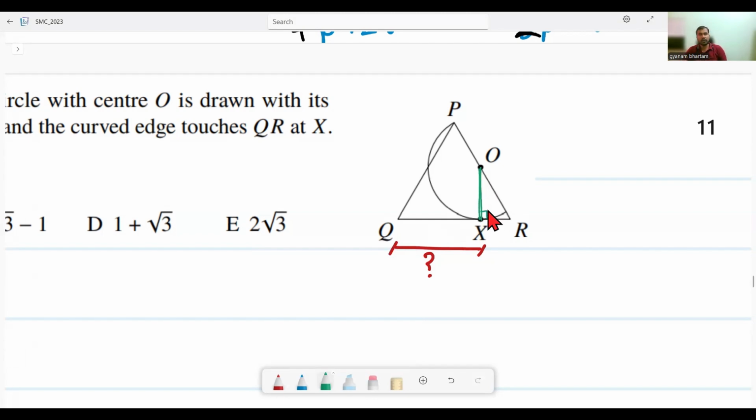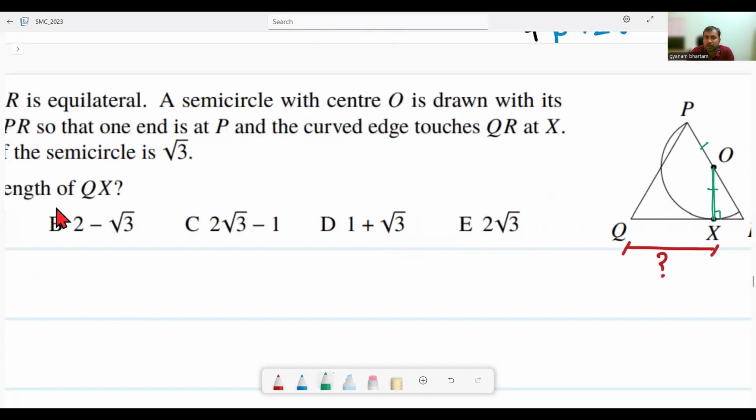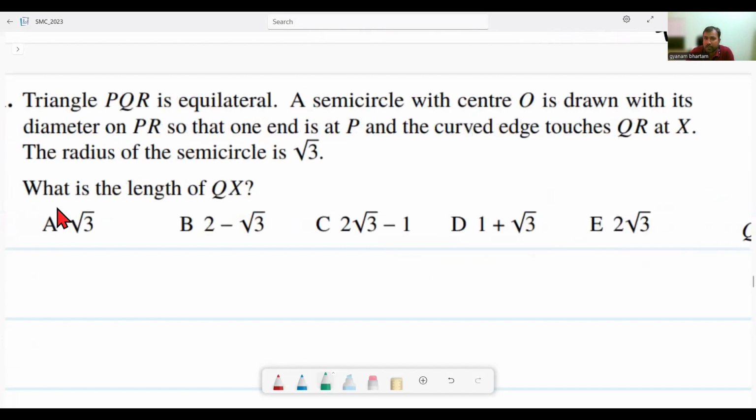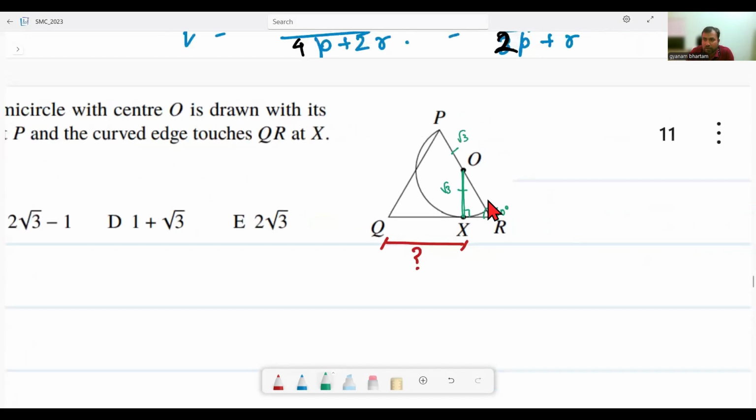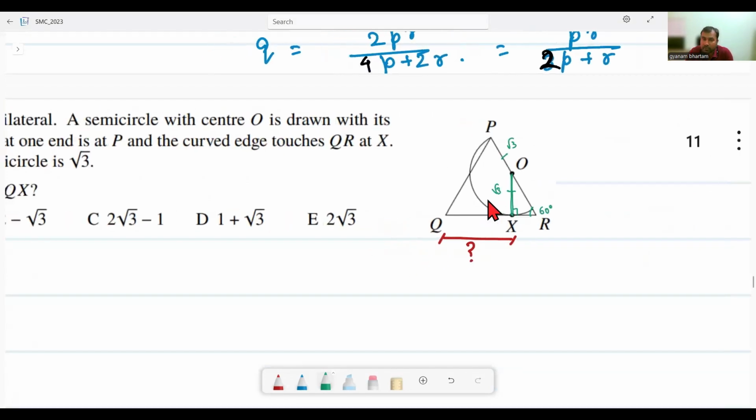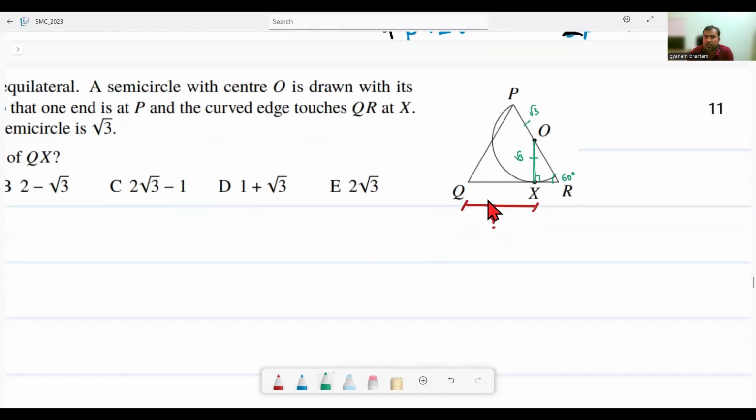Tangent to a circle is always perpendicular to the radius, so these two are going to be equal, and it's given that the radius of the semicircle is root 3. So this is square root of 3, and this is square root of 3. This is 60 degrees, so we can apply the equilateral triangle property or the 30, 60, 90 degree triangle, or simple trigonometry also.